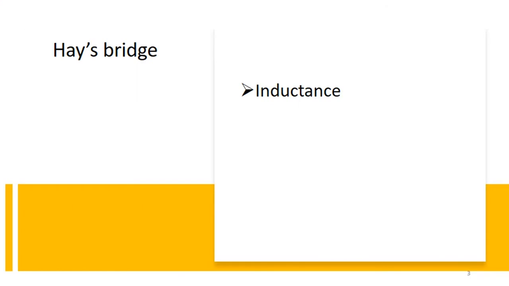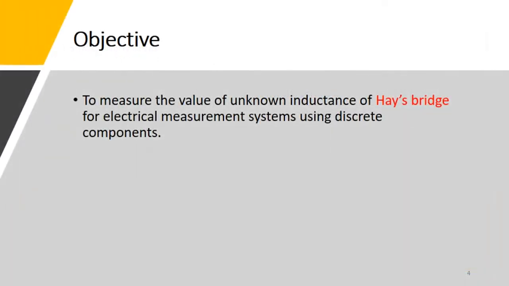First of all, we will have a look at what Hay's bridge is and what the usage of this bridge is. Hay's bridge is used for the unknown inductance calculation. To measure the unknown value of inductance of Hay's bridge for electrical measurement systems using discrete components. This is the main objective of our experiment.